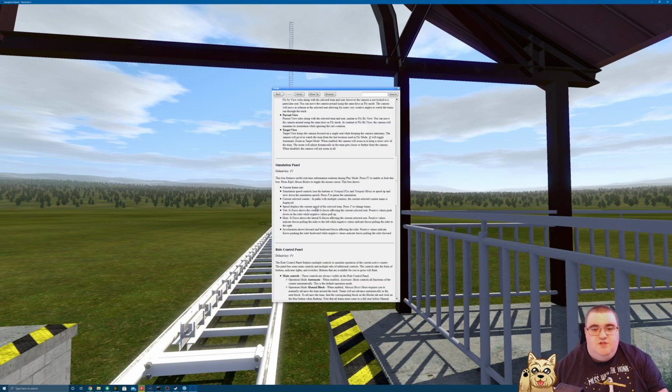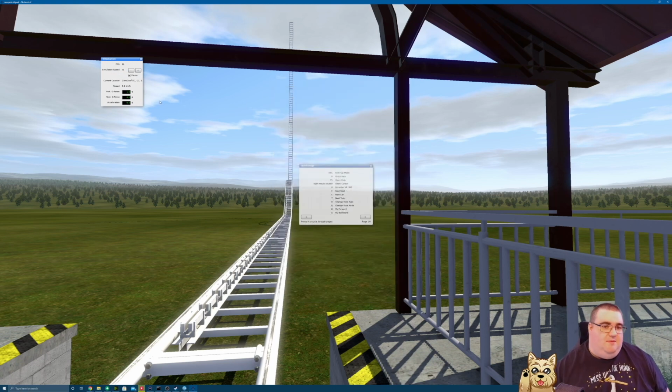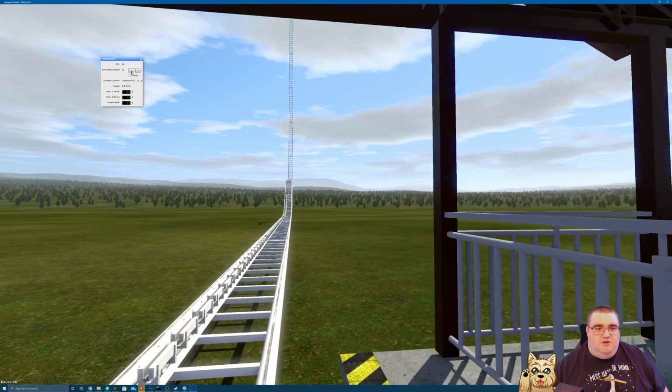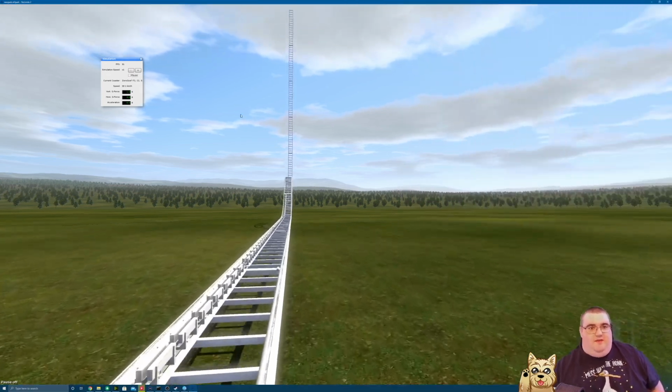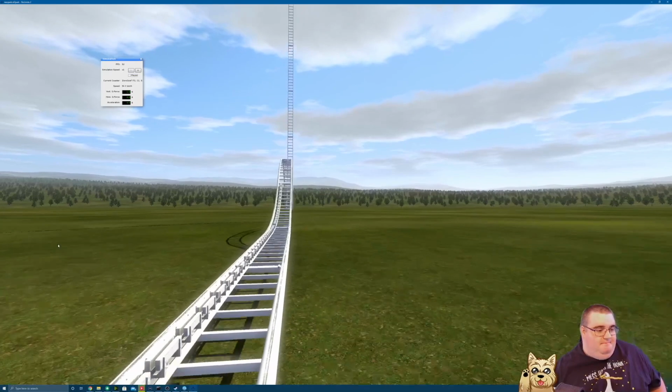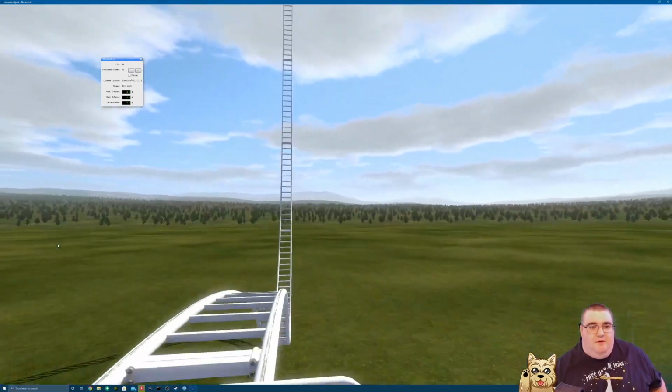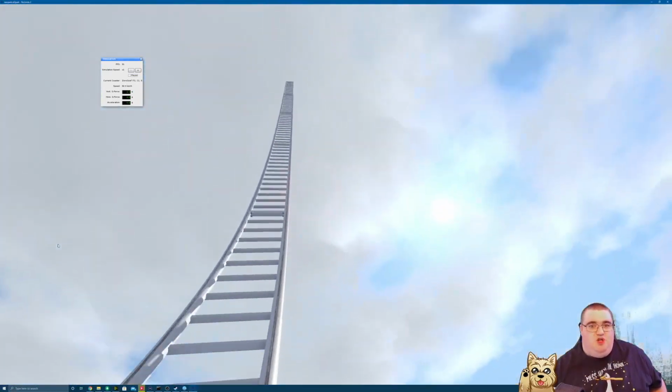Things like the simulation panel, so we can see the forces. Now I can see them. Unfortunately, they're very, very zoomed out. But let's unpause it. Let's have a roll at the normal speed that it should go at. Up we go. 0 G's pretty much.